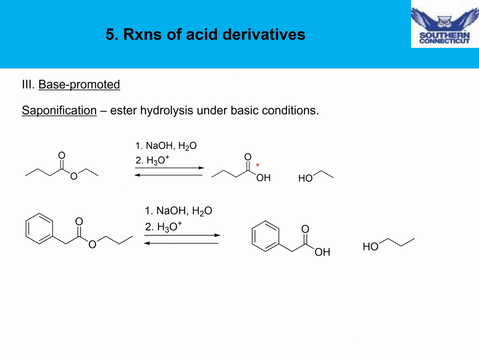So this reaction not only produces a carboxylic acid, but also an alcohol. So the alkoxide group on the ester is eliminated as an alcohol, so we get ethanol in this example.